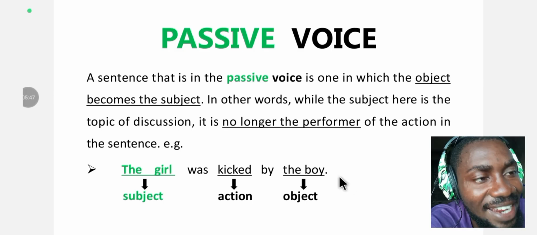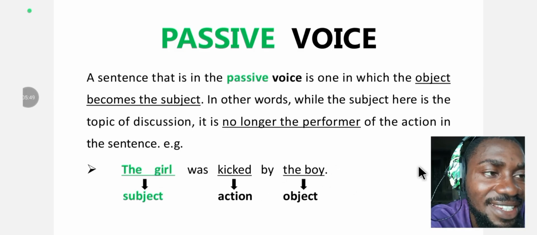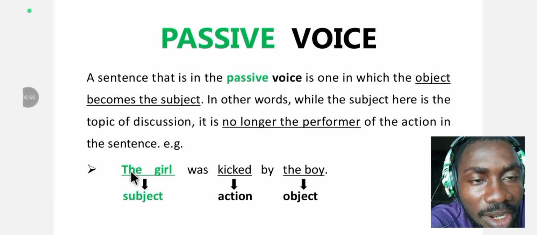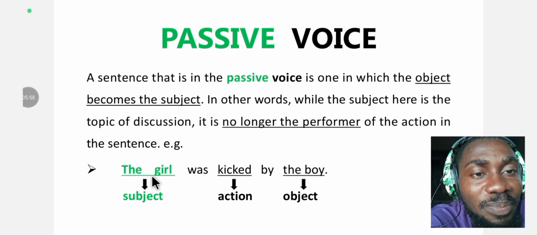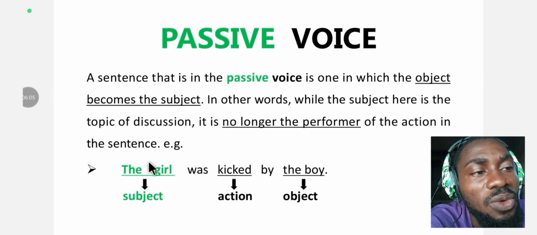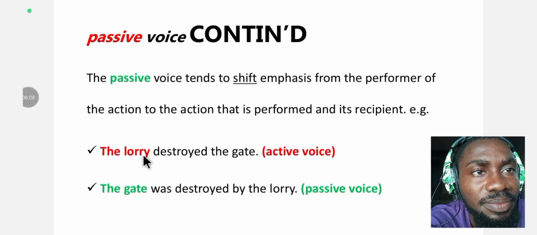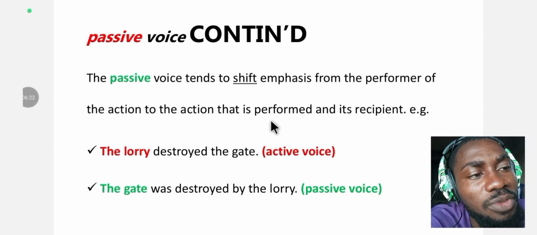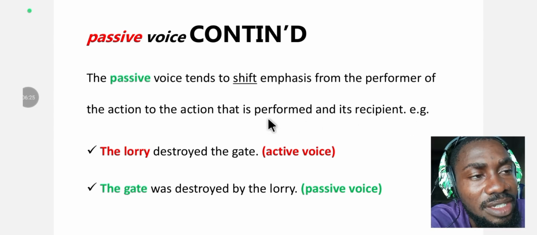Passive voice. In active voice, we say the boy kicked the girl. The performer is located on the subject position for active. Then for passive, the performer becomes the object and the object switches position with the subject. That's that for that. Moving on. The passive voice tends to shift emphasis from the performer of the action to the action that is performed and its recipient. The passive voice shifts the emphasis from the performer of the action to the action itself.